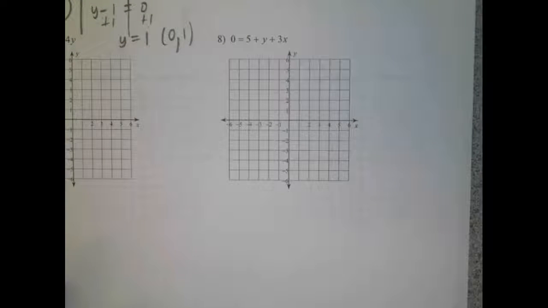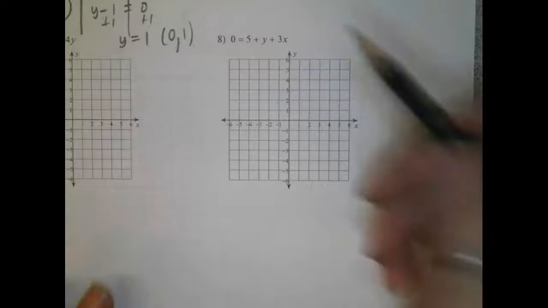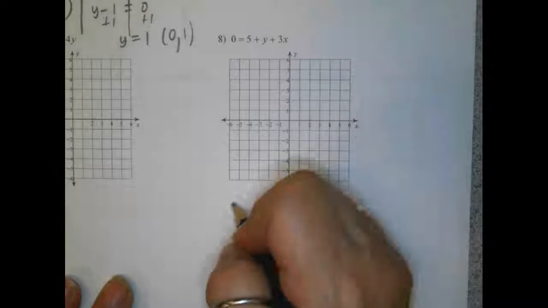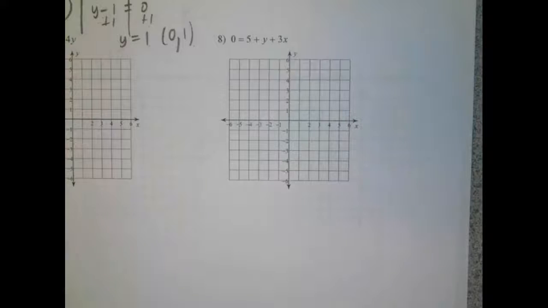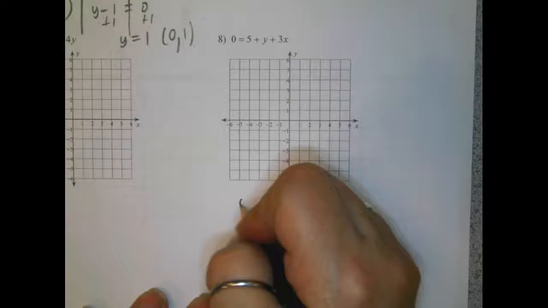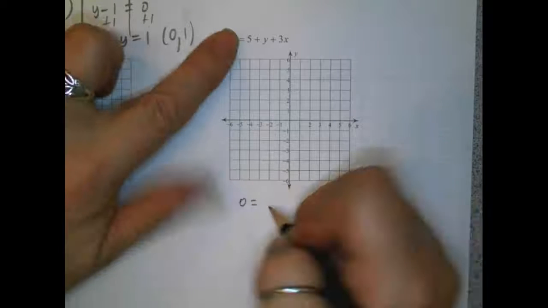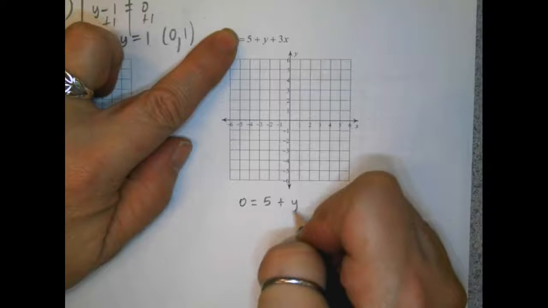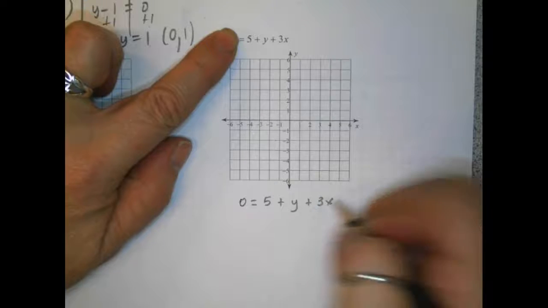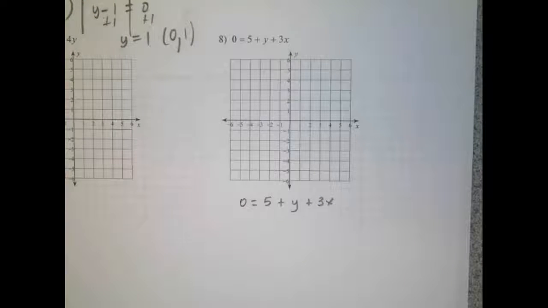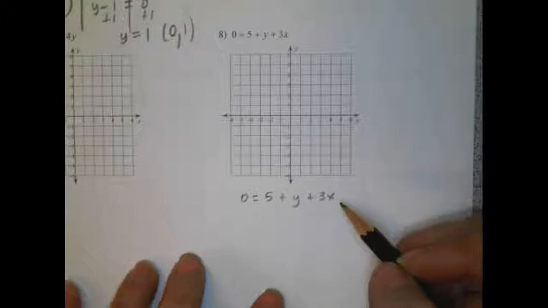I've got plenty of room here. I'm going to rewrite my problem down here after I sharpen my pencil. I like a nice sharp pencil. I have 0 is equal to 5 plus y plus 3x. Got it? 5 plus y plus 3x.